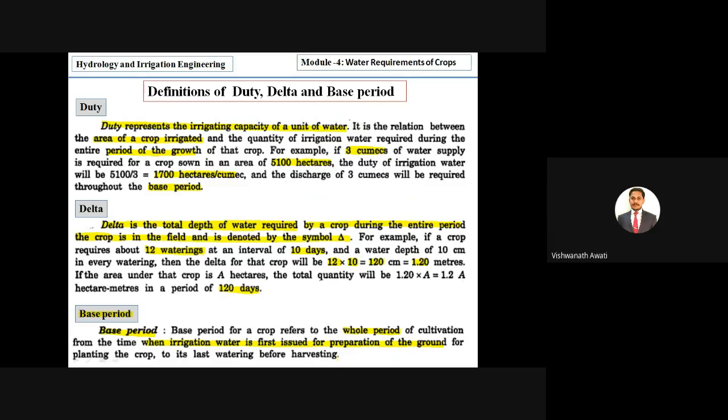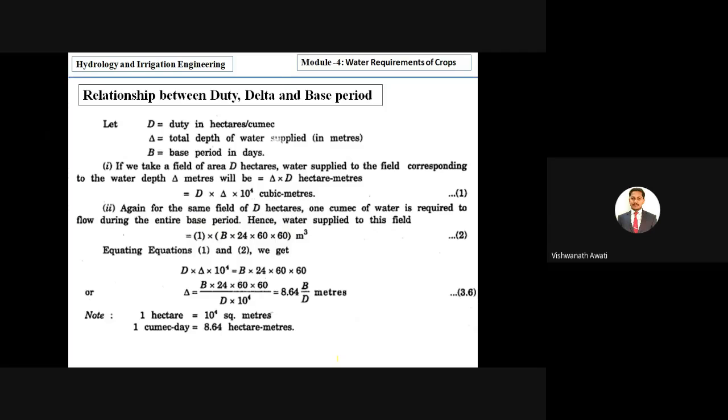And base period is what? It is the time between the first watering for the preparation of the land for the plantation to the last watering for the harvesting. It is mainly related to the water supply to the crop. Next, we'll go for the relations between these three terms. Let D be duty in hectares per cumec, delta is the total depth of water supplied in meters, and B is the base period in days. Very simple. These are the three terms.